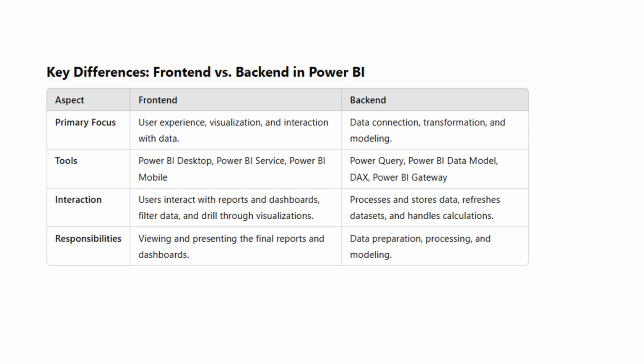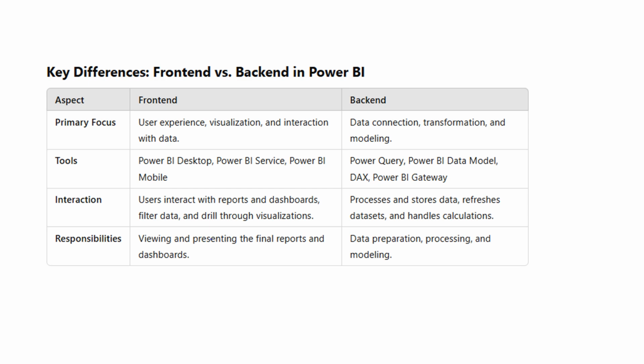Next, the roles and responsibilities. One of the main responsibilities of the front end is viewing and presenting the final reports and dashboards. In the back end, it is data preparation, processing and modeling. So this is the difference between front end and back end. The front end focuses on user experience, visualization and interaction with data, while the back end focuses on data connection, transformation and modeling. The back end mainly consists of Power Query, Power BI Data Model, DAX and Power BI Gateway. The front end has Power BI Desktop, Power BI Service and Power BI Mobile.